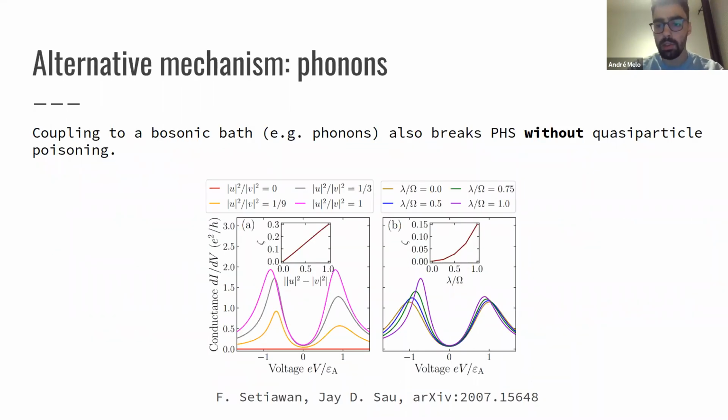Before I proceed, I also want to say that while we were finishing up this work, we became aware of another work out of Maryland that also introduced a mechanism that can break particle-hole symmetry without quasiparticle poisoning. In their paper, they looked at coupling of Andreev bound states to a bosonic bath. It can be, for example, a coupling to a phononic bath, and that also breaks particle-hole symmetry in conductance, but does not change the parity of the superconductor. So, in principle, it doesn't cause problems for storing quantum information.